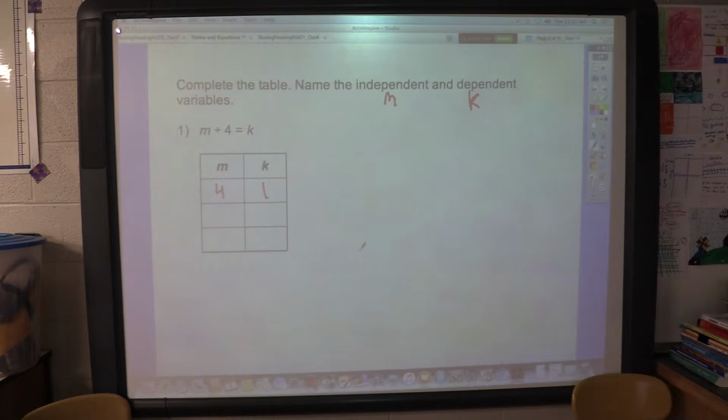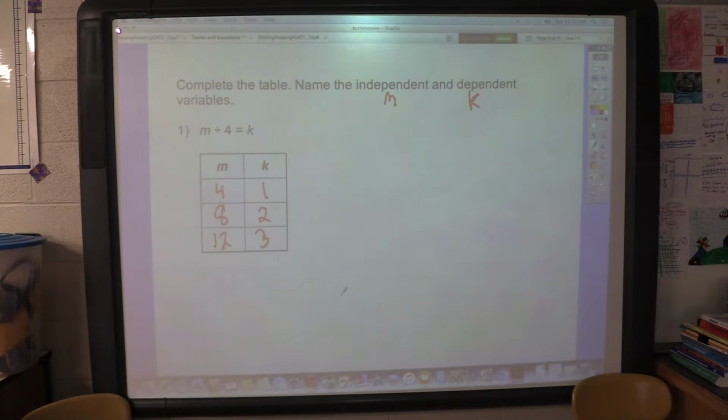Now, let's say the value of m is 8. If the value of m is 8, and I divide 8 by 4, then the value of k, the quotient, is going to be 2. And if the value of m is 12, we can divide 12 by 4, and k is going to be 3. So in this instance, I was able to create this model here, this table. I was able to create a math model which goes along with thinking like a mathematician number 4. And I was able to illustrate or demonstrate how m is the independent variable and how k is the dependent variable.